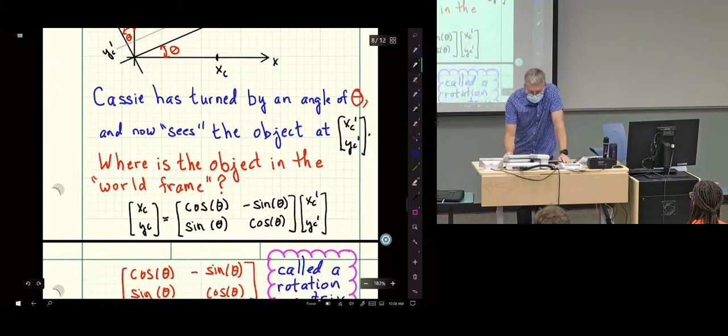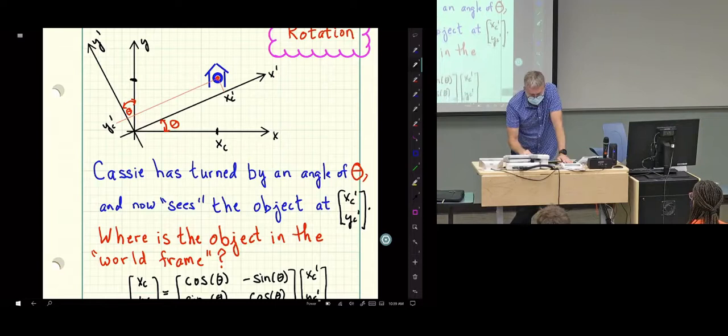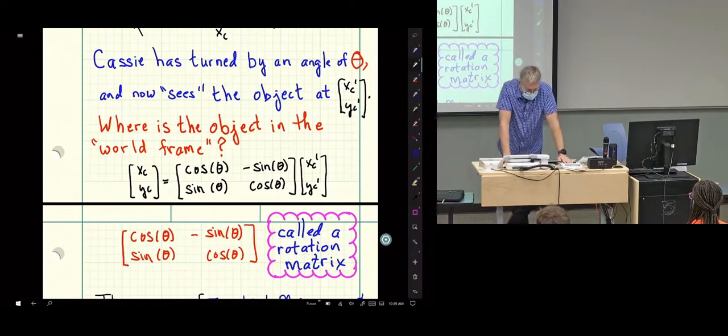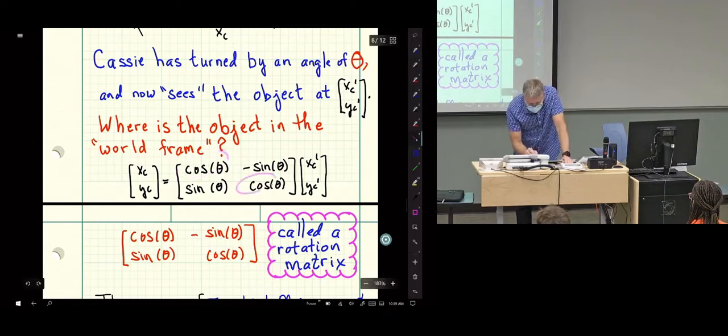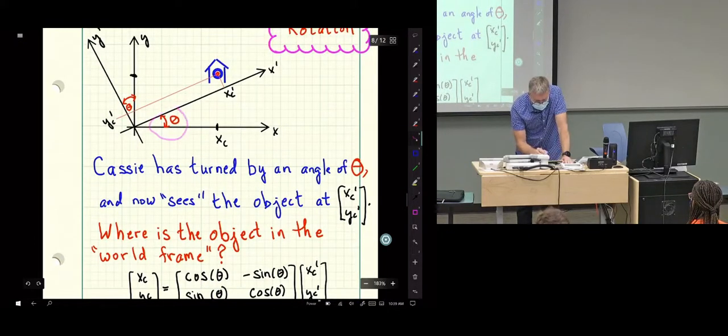And so Cassie now sees the object at X prime, Y prime. If we know the relative turn Cassie has made, you can use trigonometry to figure out the coordinate transformation. And that's called a rotation matrix. So in 2D, rotation matrices look like cosine theta, minus sine theta, sine theta, cosine theta. And theta is this angle that you've rotated Cassie's coordinate system.